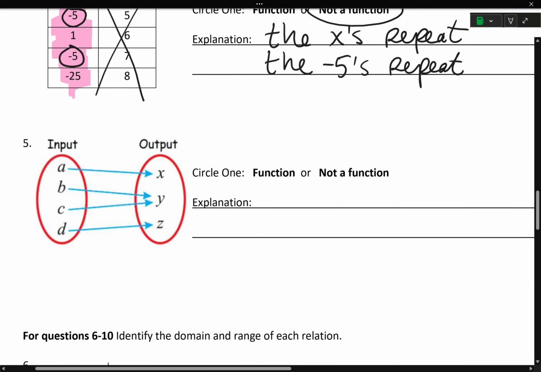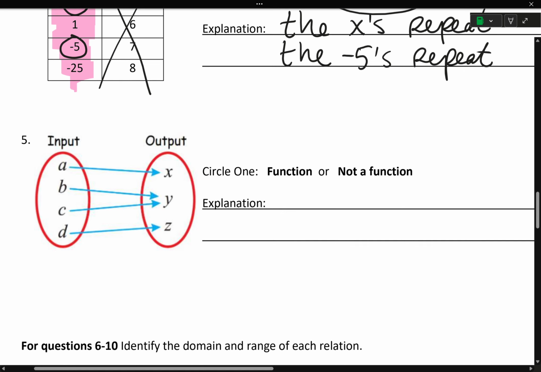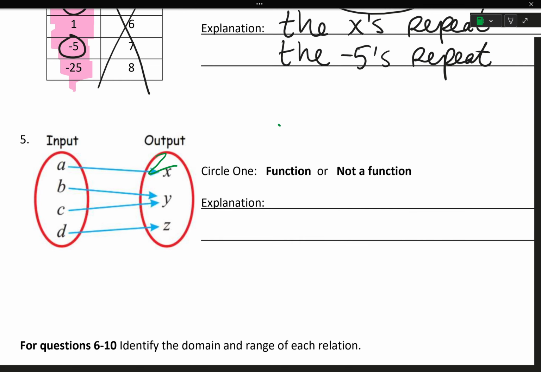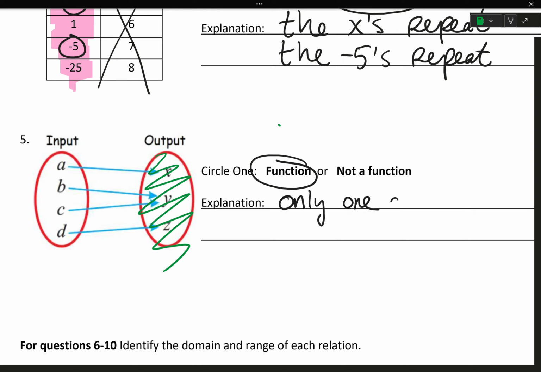Number 5 is a map. We have inputs and outputs. The rule is we can only have one arrow leaving each input. So I'm going to ignore these outputs. It doesn't matter how many arrows hit them, as long as only one arrow leaves each input. So is number 5 a function? Yes. Explanation: only one arrow leaves each input.